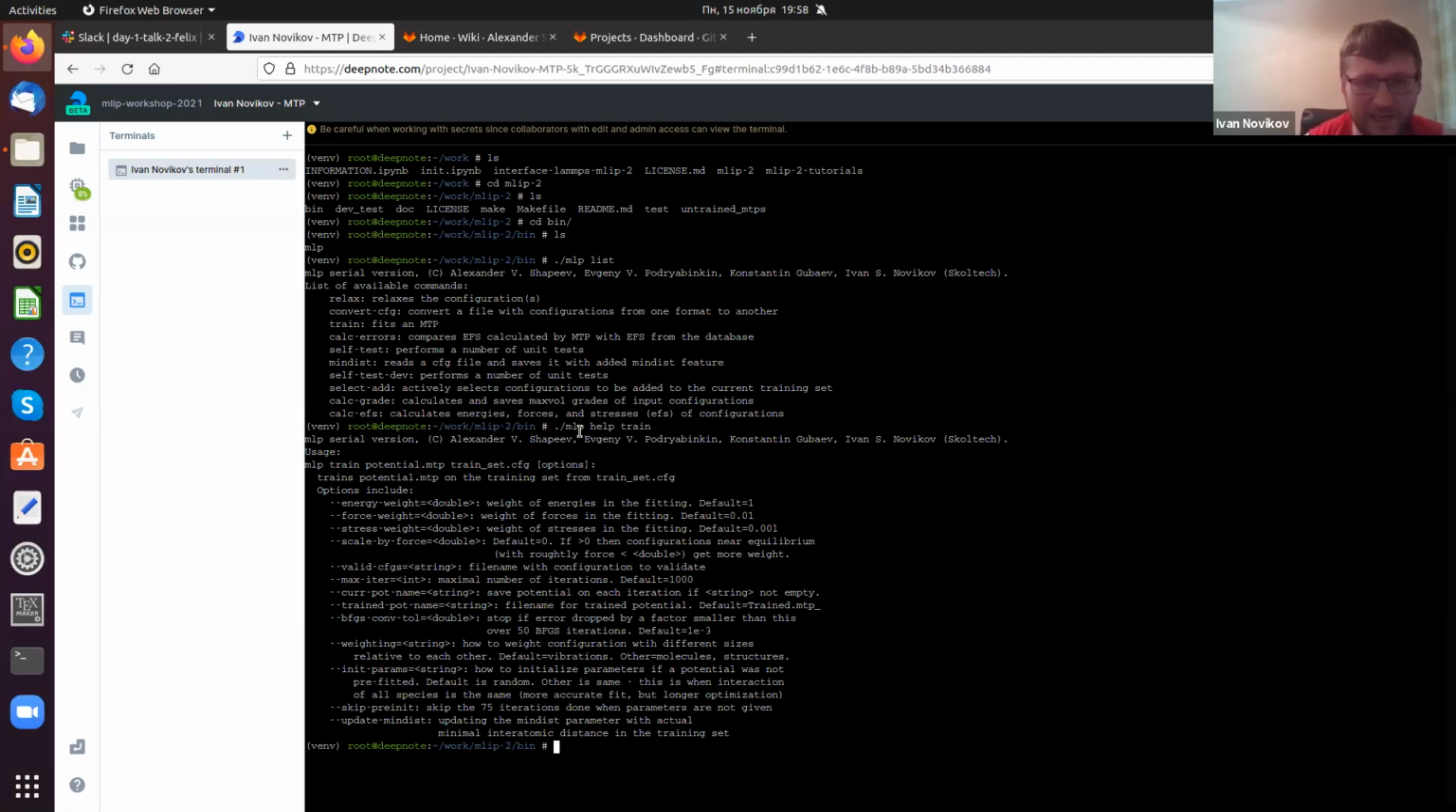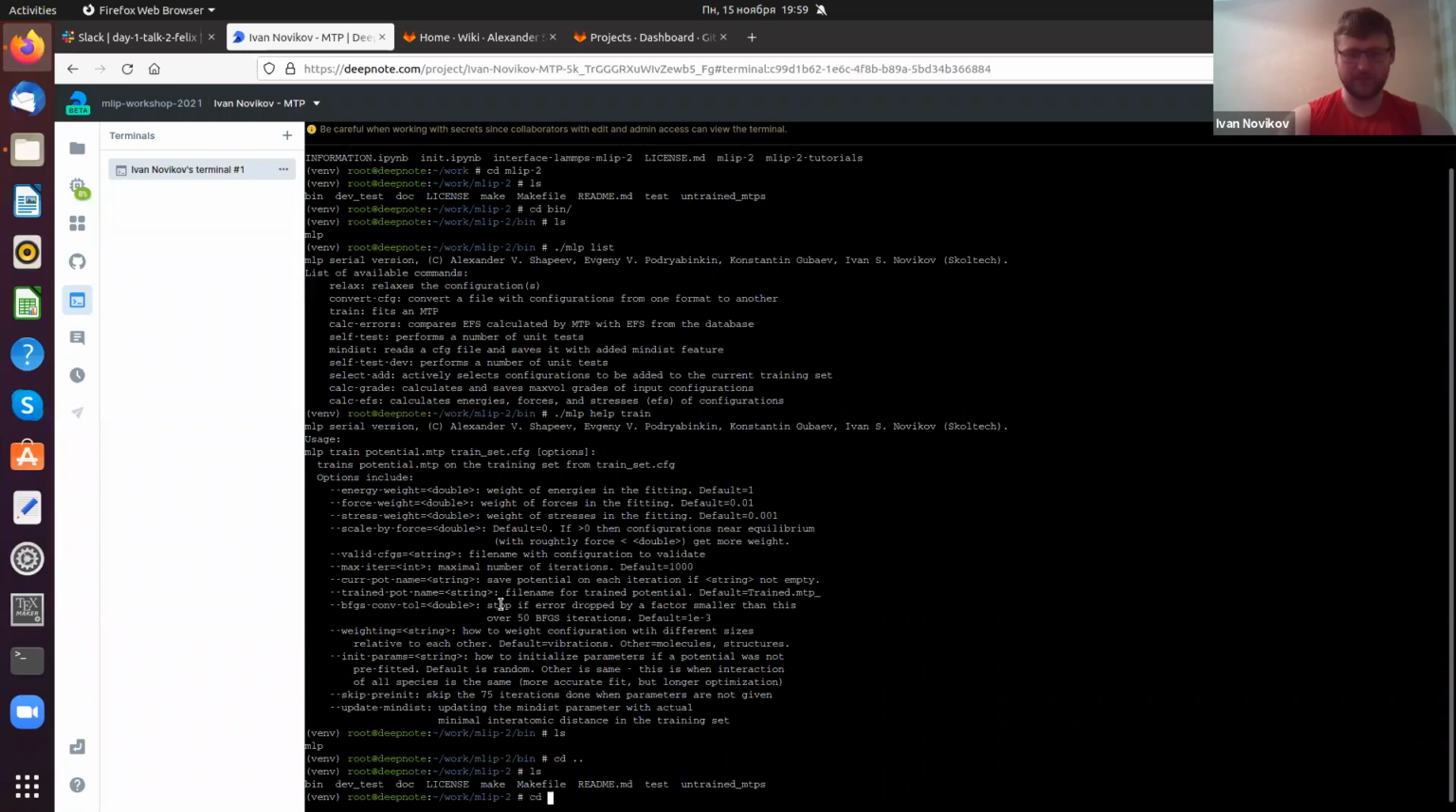For example, if we type mlp help train, we will see that the mlp train command will train potential.mtp in MTP format, we also will talk about this, on the training set in a specific CFG format. So in this official version, we have no JSON format. We have our internal CFG format, but it's very simple. And we should specify options also here. I will show you later. So this is MLIP2. Here we see no source code. You will obtain source code.